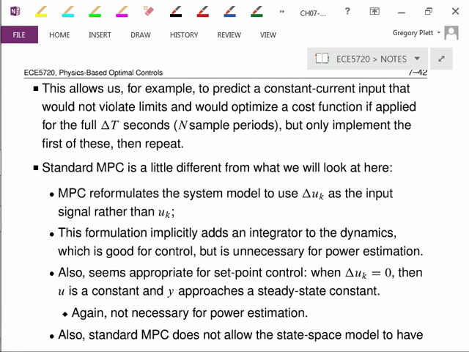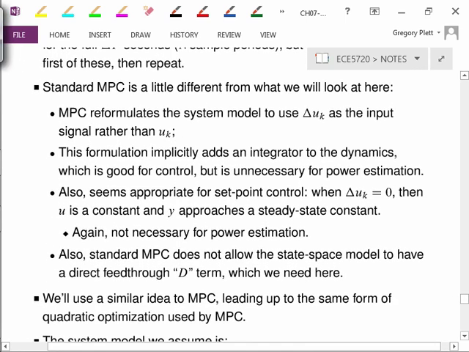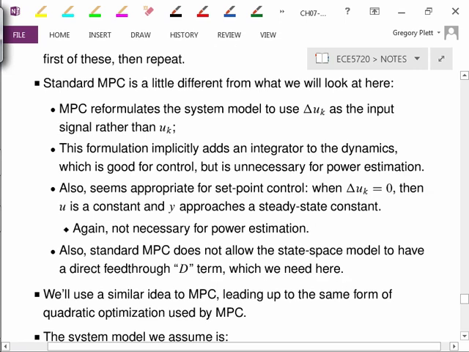The standard model predictive control that you would learn in 5590 is a little different from what we look at here. We're going to simplify the model predictive control here because we don't need all of the complexities of the method. So I'll say right up front some of the changes that we're making. Model predictive control reformulates the system model.